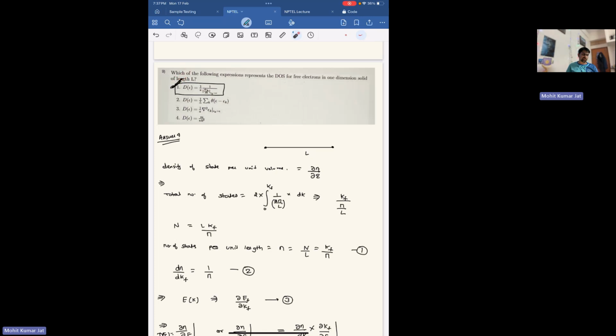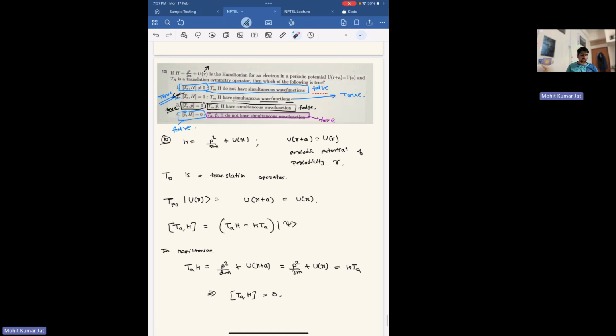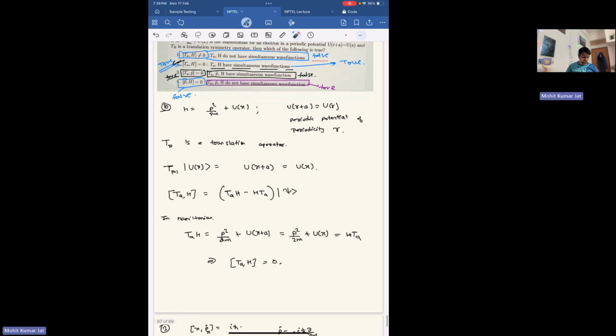It is 1 by pi multiplied by 1 by del E by del k, at E equals E of k. Now the next question was H equals p square by 2m plus U of x, basically a particle in a periodic potential. They say U of R plus a equals U of R. This question should be slightly modified. T R is the translation symmetry operator, and which of the following is true. Then we observe that 1 is false, 3 is false, 4 is false, but the second is true. That's why option number 2 wins.